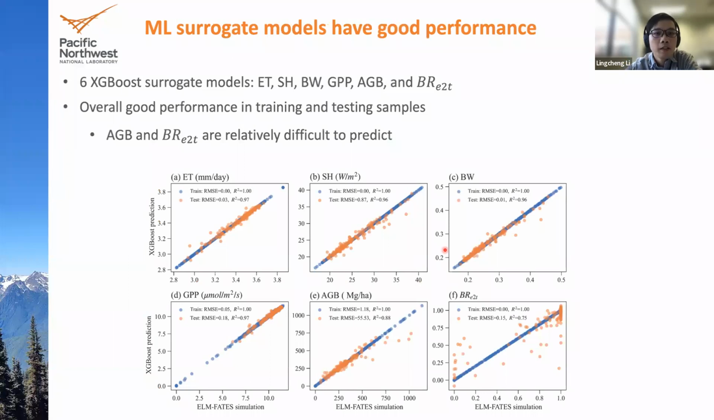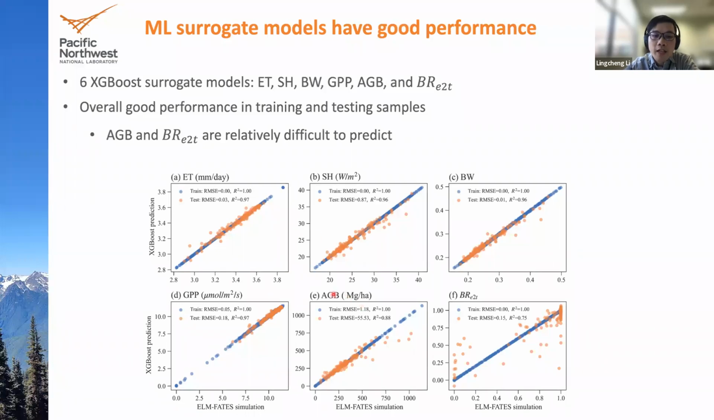So first, let's look at the performance of the models. We build six surrogate models, for ET, sensible heat, Bowen ratio, GPP, above-ground biomass, and biomass ratio. The biomass ratio is for the PFT coexistence quantification. The x-axis is the ELM-FATES simulations, and the y-axis is the machine learning predictions. Overall, it has good performance, especially for the grid-level variables like ET, sensible heat, Bowen ratio, GPP, and above-ground biomass.